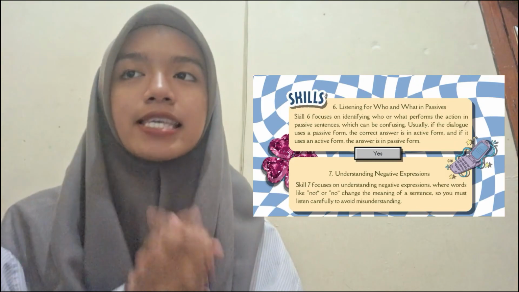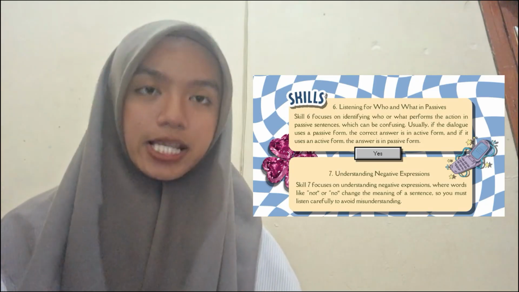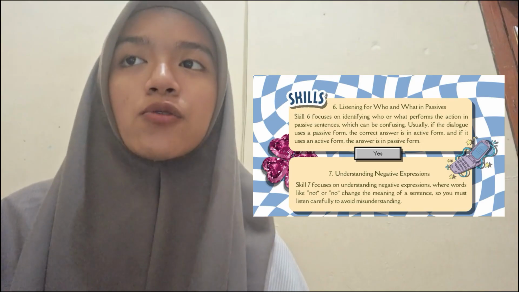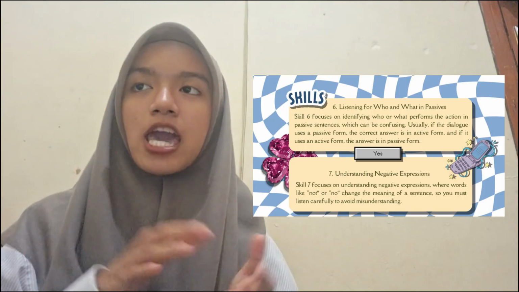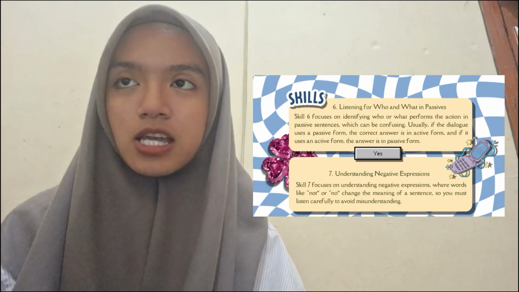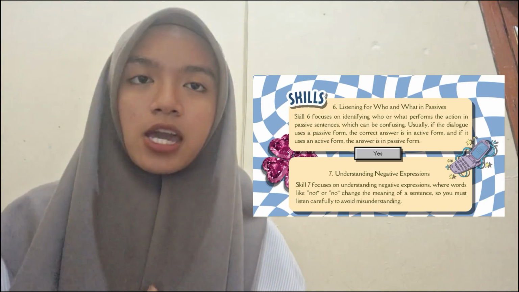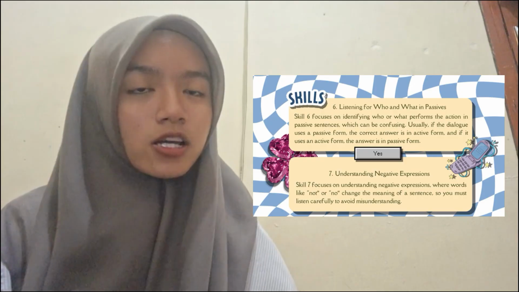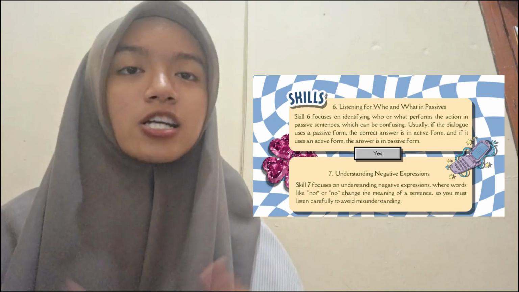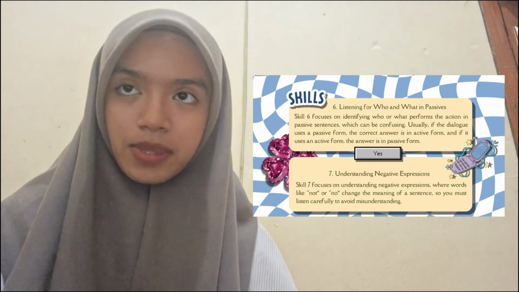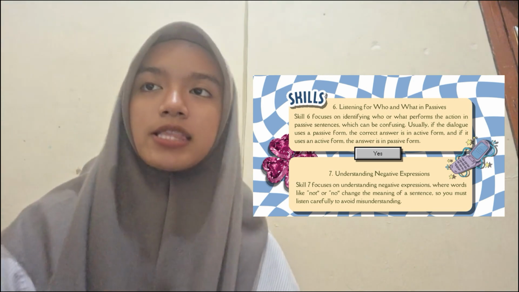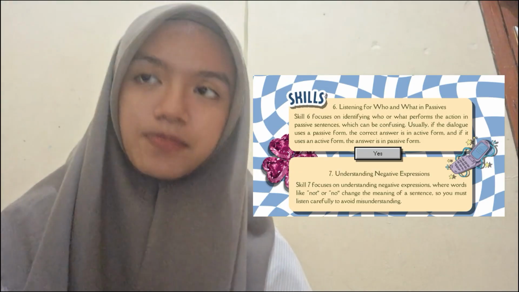Number 6, listening for who and what in passives. Skill 6 focuses on identifying who or what performs the action in passive sentences, which can be confusing. And here's the tip. Usually, if the dialogue uses a passive form, the correct answer is in active form. And if the dialogue uses an active form, the answer is in passive form.